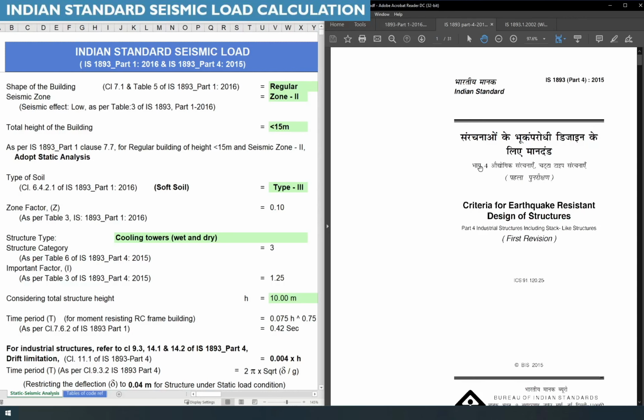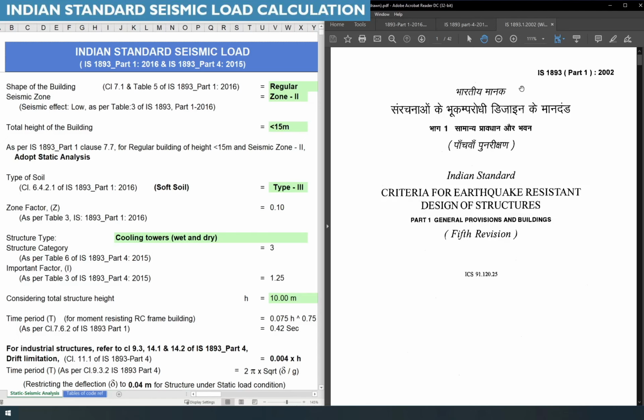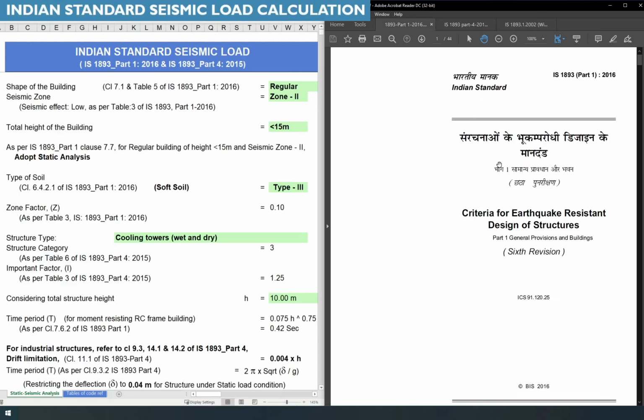Next one is IS 1893 Part 4 2015, which is the criteria for earthquake resistant design of structures, Part 4 industrial structures including stack-like structures. The third one is IS 1893 Part 1 2002, criteria for earthquake resistant design of structures, Part 1 general provisions and buildings. This is a withdrawn code after 2016.